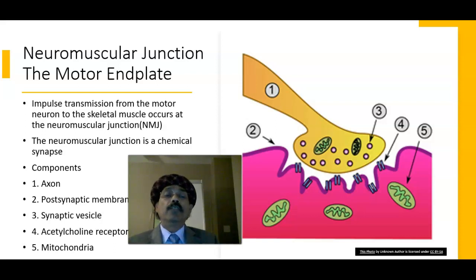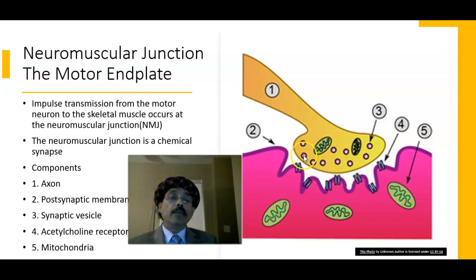Today I will discuss the neuromuscular junction. The neuromuscular junction is the junction between the motor nerve and the skeletal muscle. So this is the neuromuscular junction. This is the alpha motor neuron axon terminal here. This is the skeletal muscle and this is the neuromuscular junction, also called the motor end plate.